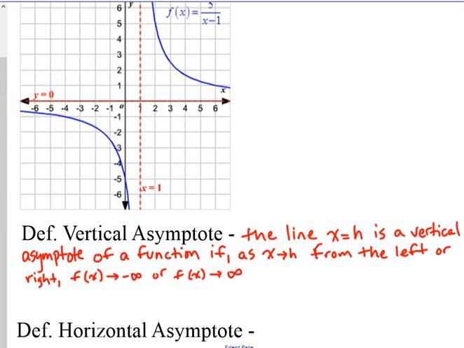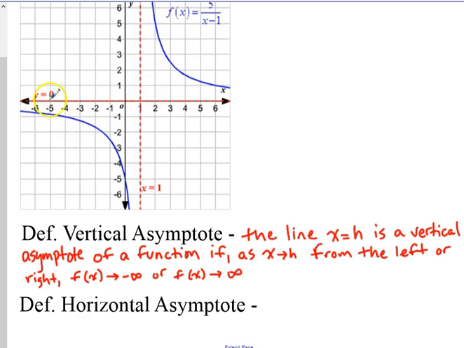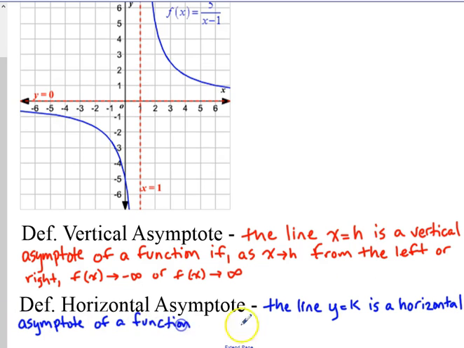Now let's define horizontal asymptote. Okay, so a horizontal asymptote will be of this form, kind of like this one here, y equals 0. So this line, y equals k in general, is a horizontal asymptote if f of x, the y values, approach k. So as we're getting close to that line in either direction, as x approaches positive or negative infinity.